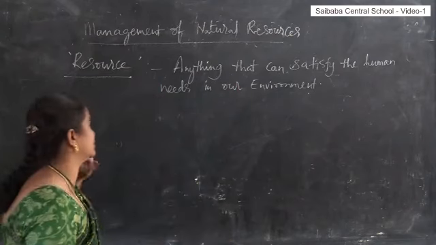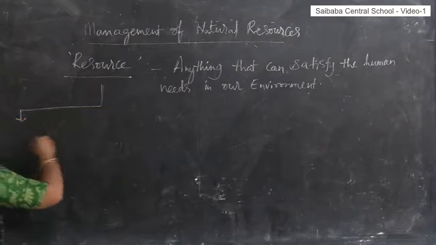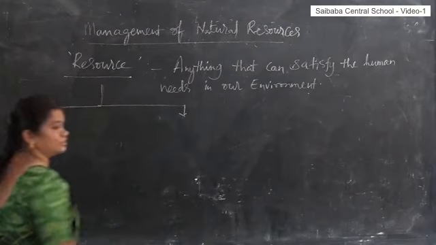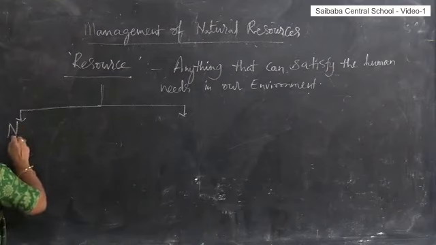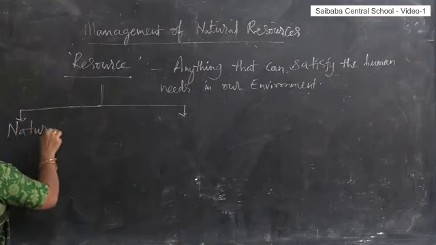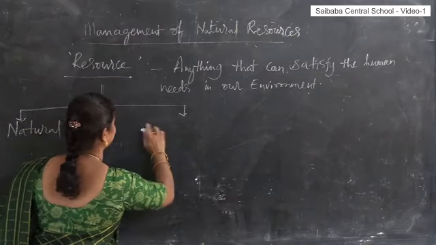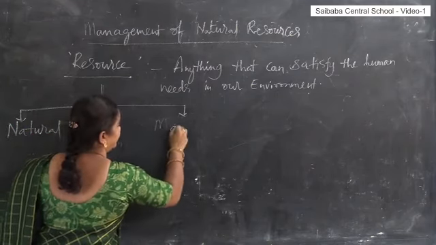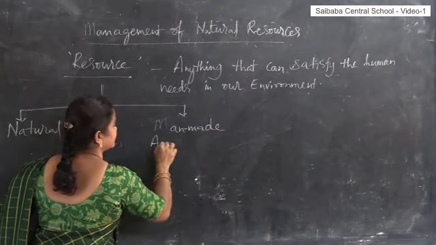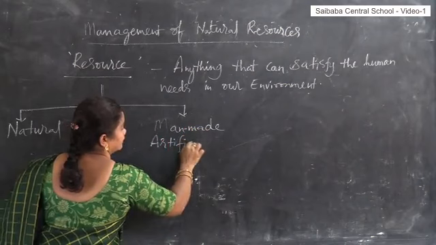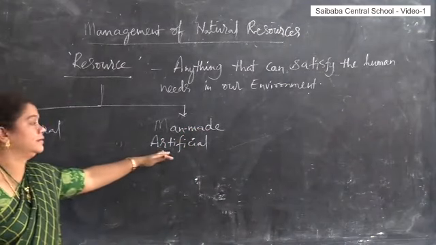So these resources are broadly categorized into two types. Resources are broadly categorized into how many types? Two types. Among them, the first one is natural resources. The first one is what? Natural resources. And the second group is called man-made or artificial resources.